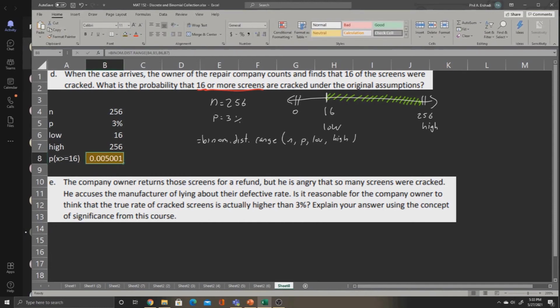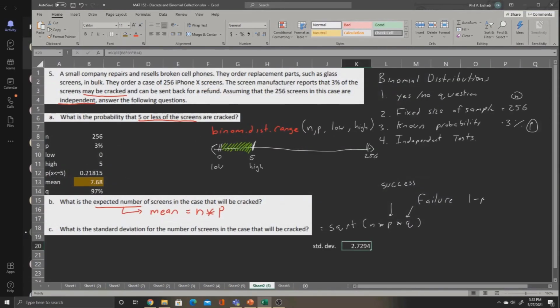In Part E, the company owner returns those screens for a refund as he's angry that so many of the screens were cracked. He accuses the manufacturer of lying about their defective rate. Is it reasonable for the company owner to think that the true rate of cracked screens is actually higher than 3%? For this, let's refer back to the previous screen where we have our mean and standard deviation. Our mean is 7.68, and our standard deviation is 2.7294.